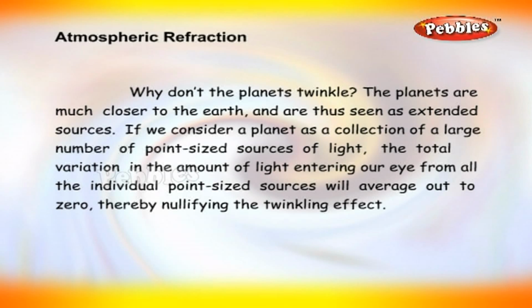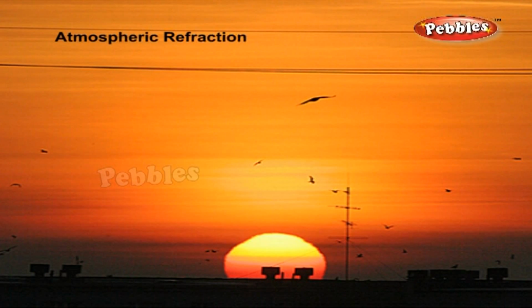Why don't the planets twinkle? The planets are much closer to the Earth and are thus seen as extended sources. If we consider a planet as a collection of a large number of point-sized sources of light, the total variation in the amount of light entering our eye from all the individual point-sized sources will average out to zero, thereby nullifying the twinkling effect. Advanced sunrise and delayed sunset.